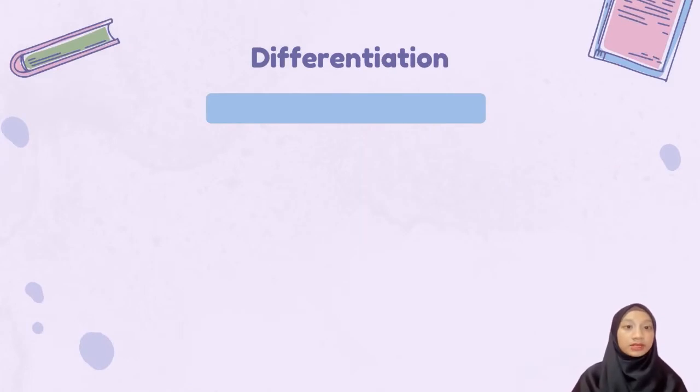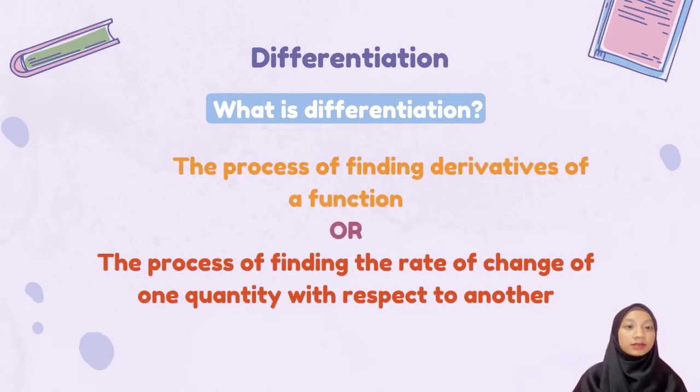We want to present about differentiation. So first, what is differentiation? Differentiation is the process of finding the derivative of a function or the process of finding the rate of change of one quantity with respect to another.